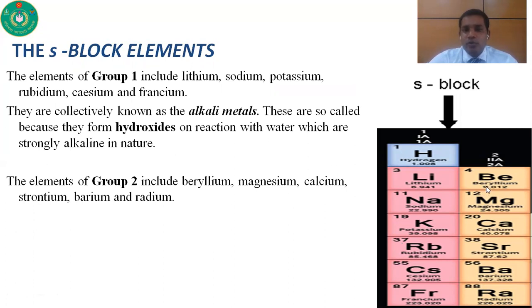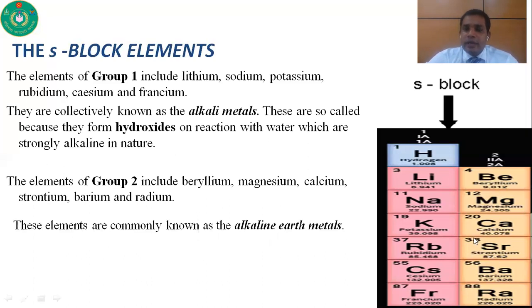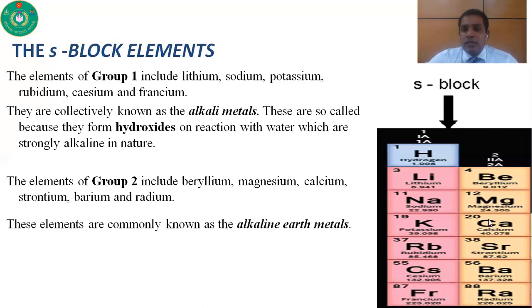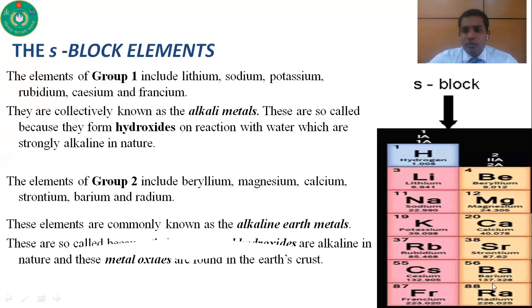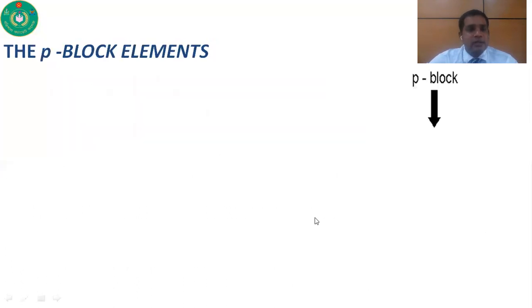And group 2 includes beryllium, magnesium, calcium, strontium, barium, and radium. These metals are known as alkaline earth metals. Why are these substances known as alkaline earth metals? Because oxides and hydroxides of these metals are alkaline in nature, and the metal oxides of these metals are found in the earth crust. So these are known as alkaline earth metals.